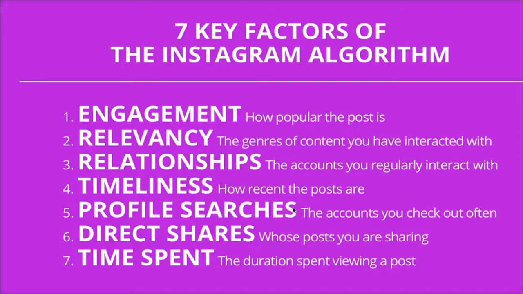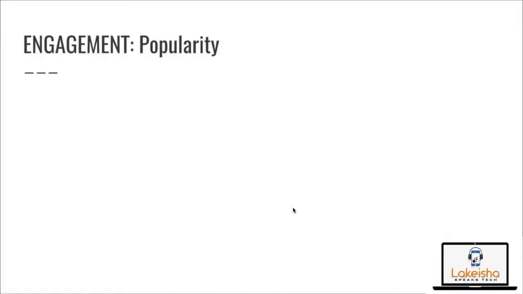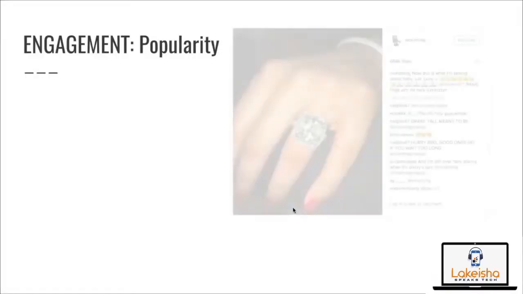As we go over these, we're not going to be spending a whole bunch of time on it, because some of this stuff is pretty straightforward. Like the engagement, how popular the post is. We'll go over that one, the relevancy, and so on, all 7 of them. If you have questions during this time, feel free to ask, okay? So let's start with engagement, popularity.